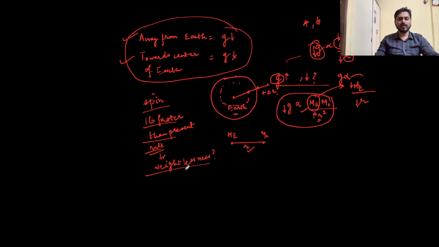Why do you think we will experience weightlessness if earth starts to spin faster? Earth now is spinning, let us say, in 24 hours. So it is completing one rotation in 24 hours. We are saying that if it starts to spin 16 times faster than the present speed, we will experience weightlessness. This I have explained, but I just want to see whether you have understood this concept or not. Yes, so why do you think we will experience weightlessness?